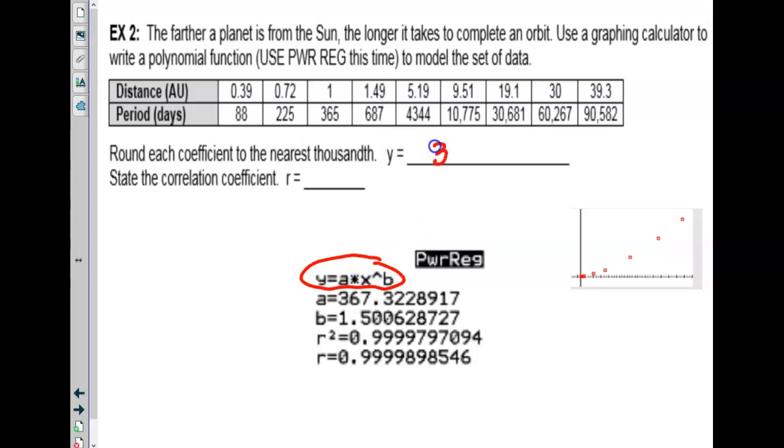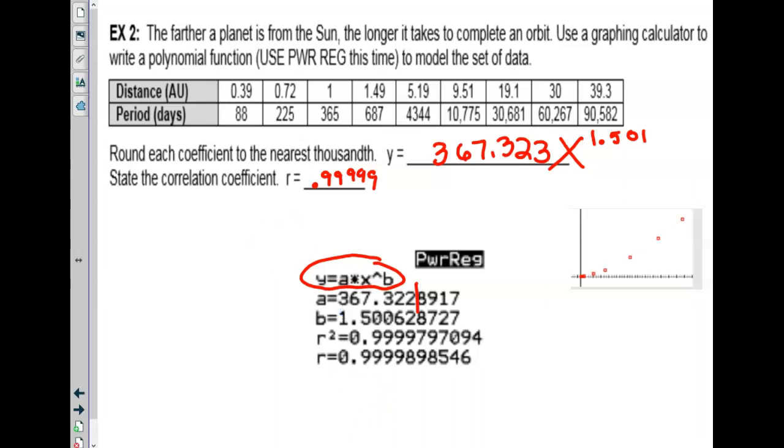So A is 367.323, if we round to 3 places. And then it's times x to the power of b, which is 1.501, I guess, if we round to 3 places. Okay. And the correlation coefficient is just the bottom one. 0.99989. Yeah, it's just long. It's about 1.